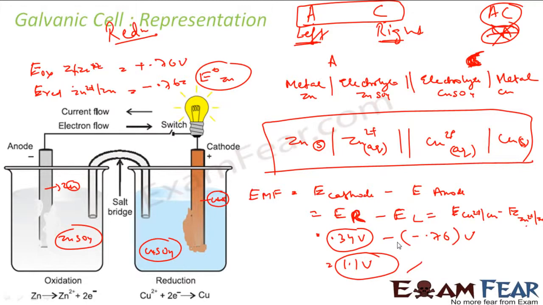Now the question is, how did I find that the reduction potential of copper from Cu2+ to Cu is 0.34 volt and the reduction potential of zinc from Zn2+ to zinc is minus 0.76? How did I find that? Right? There has to be some method to find it.